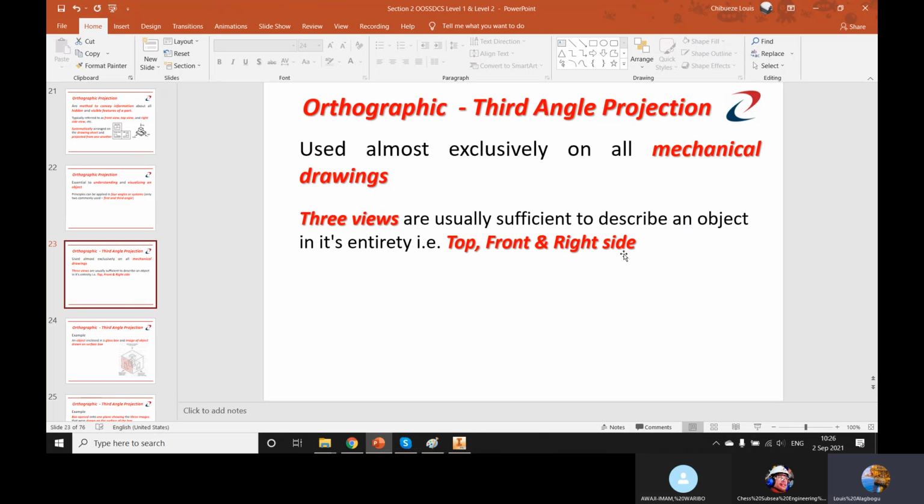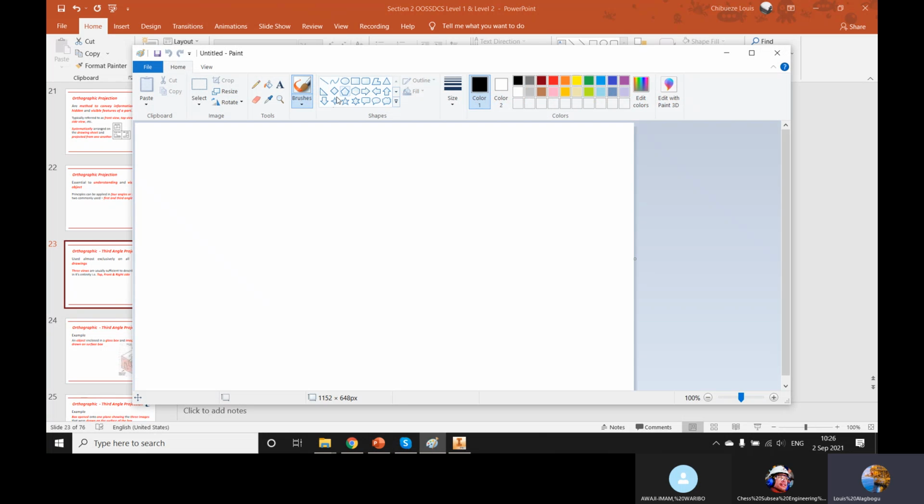Sometimes with circular objects, you see people use just two views. An example is a cone or a cylinder. With the way a cylinder is, I'm trying to make a very rough sketch of it. You know how the shape of the cylinder is.